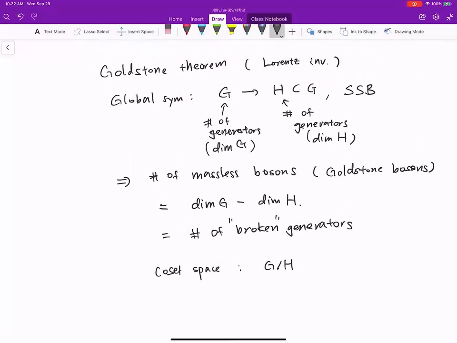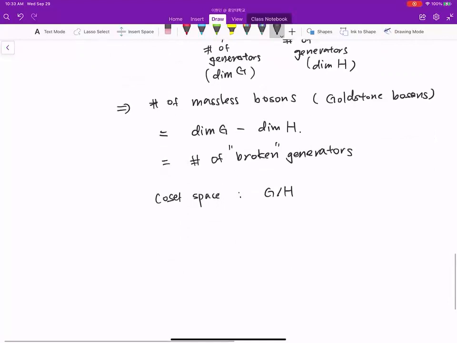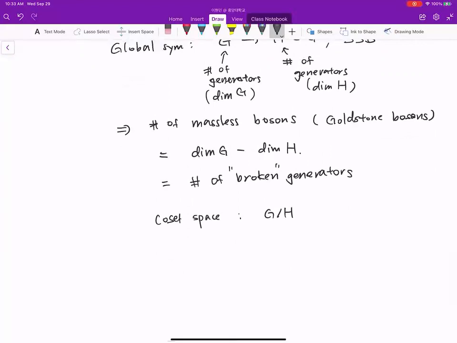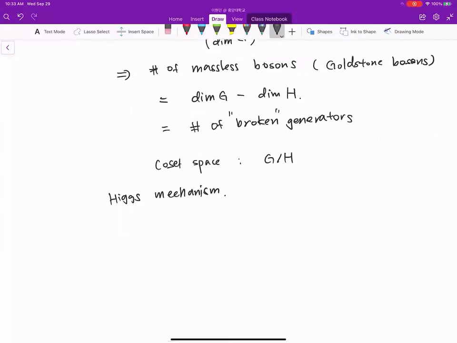So in some cases, in condensed matter systems, the Goldstone theorem does not apply, so counting the number of massless bosons is not the same. Because of the massless bosons, those are typically problematic for phenomenology. So we need to eliminate them. So the Higgs mechanism tells you about this massless number.